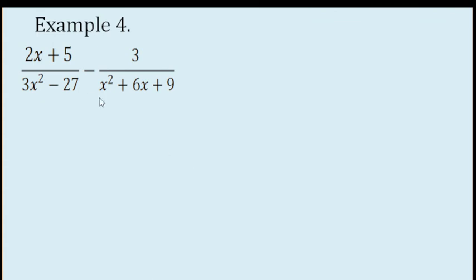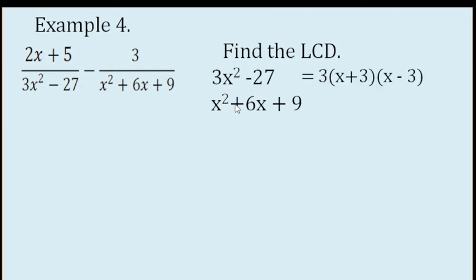Number 4. We have two denominators here that are both factorable. So we will factor them. So we will find the LCD. So the factors of 3x squared minus 27, okay, are 3, x plus 3, and x minus 3. While the factors of x squared plus 6x plus 9 are x plus 3, x plus 3.